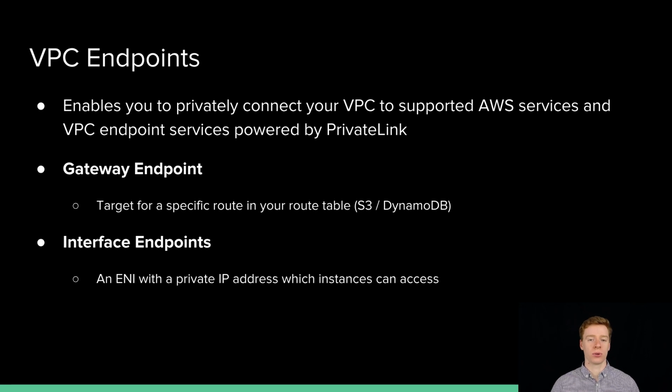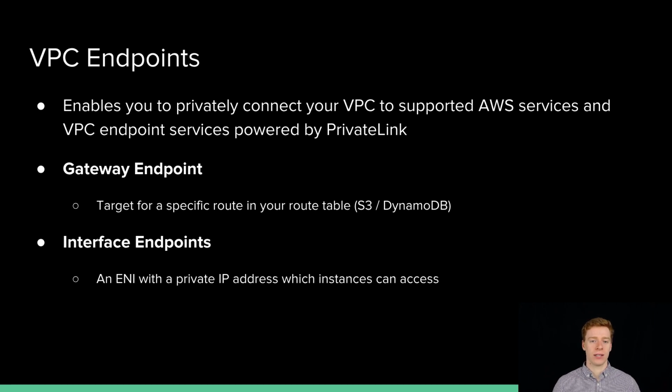So VPC endpoints are a new and kind of upcoming service that makes it really easy for you to connect to AWS services without having to go out via your NAT gateway or your internet gateway. They allow you to privately connect your VPC to the supported AWS services. There are two types of VPC endpoints. The first one being the gateway endpoint.